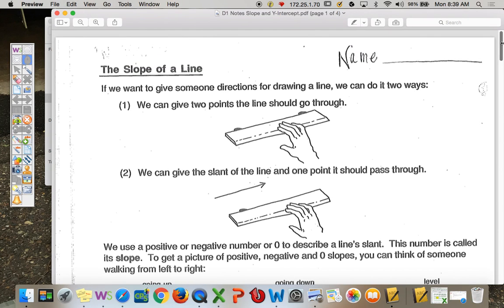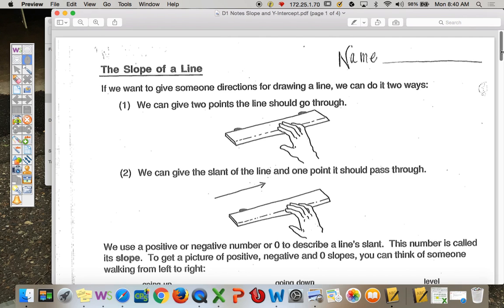We're going to review slope of a line today and how you can find the equation of a line of a graph. So first of all, let's review slope. If we want to give someone directions for drawing a line, we can do it two ways. We can give 2 points the line should go through. We can give the slant of the line and 1 point it should pass through.